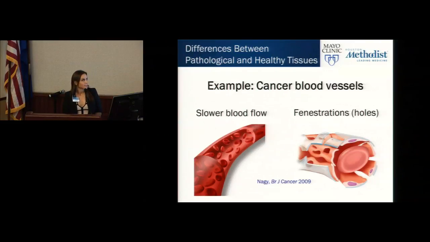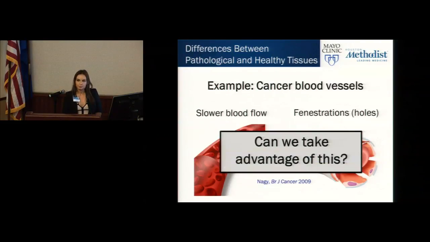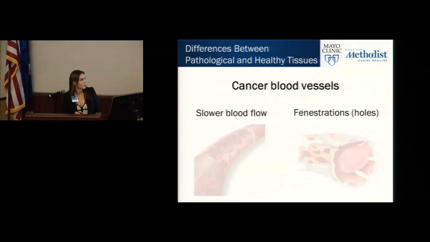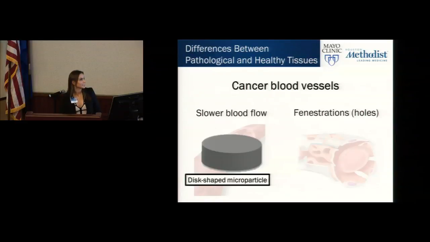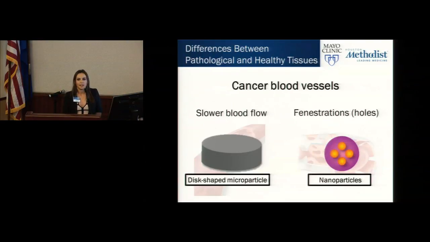So we asked, can we take advantage of this? And the answer was yes. So to take advantage of the slower blood flow, we designed disc-shaped microparticles. So these were around 1 micrometer in diameter, so 1,000 nanometers. So an example of a large nanoparticle. And then to take advantage of the fenestrations, we designed smaller nanoparticles. And on the next few slides, I'll illustrate how each of these particles interact with the vasculature.